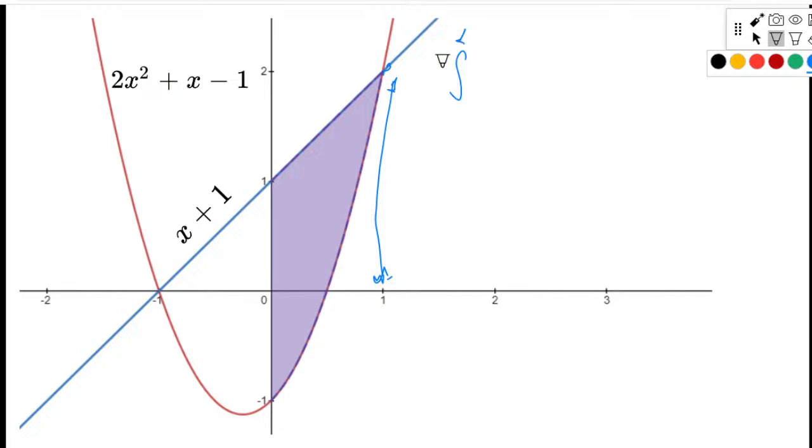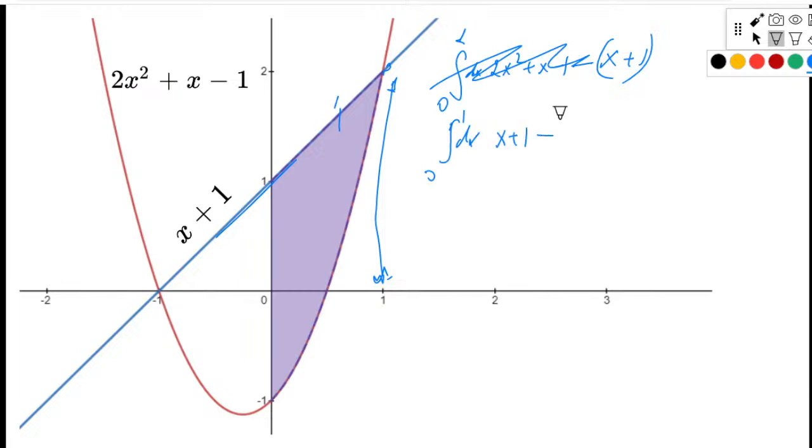So we will have this with 1, 0 here, and 2x squared plus x minus 1 minus x plus 1, but we need to write it this way. So it doesn't really matter. We can do this in a different way, as this function can be considered as higher, we can write it as 0 to 1, x plus 1 minus 2x squared plus x minus 1.